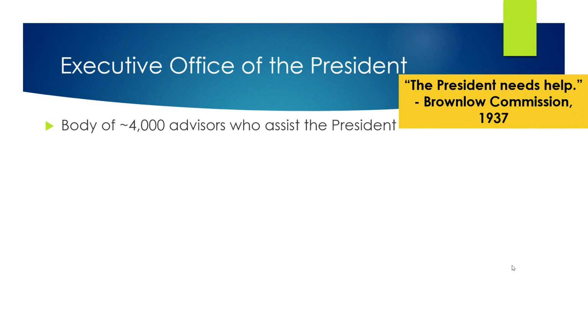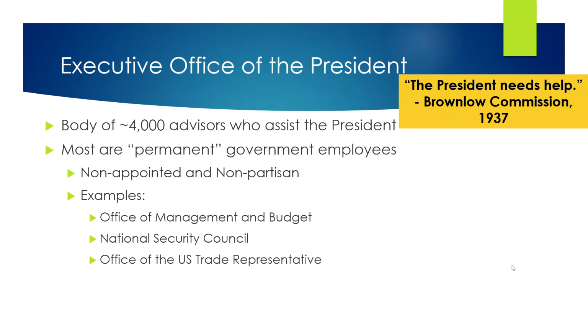So the Executive Office of the President today consists of about 4,000 folks who help the president in any variety of ways, and I've got a few examples here at the bottom of the screen. Most of the people here are quote unquote permanent employees, right? So that means that they are not hired and fired by the president. So these are merit-based positions, and they're not tied to whether or not the president likes you. So these are full-time, quote unquote permanent government employees.